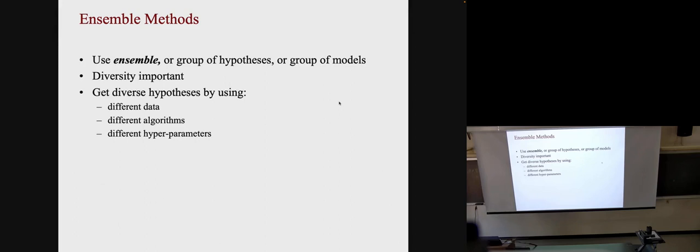And you can get different hypotheses by using different data. You train on different data sets. For example, you have a data set and you split it into chunks, and then you train the same model on chunk 1, chunk 2, and so on. Or you can also use different algorithms. For example, you can train a neural net or an SVM or a linear regression model or a decision tree, and you put them all together. And you can even try different hyperparameters. For example, you try k-means with different values of k, and you ensemble them all together. So that's the idea of ensembling.